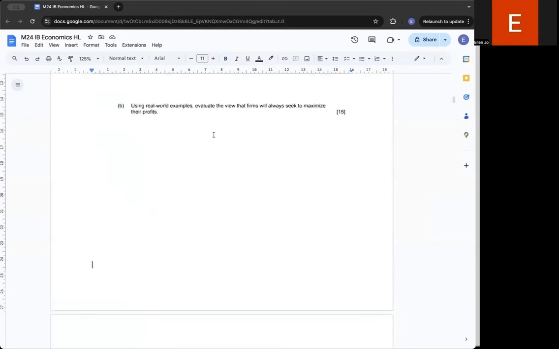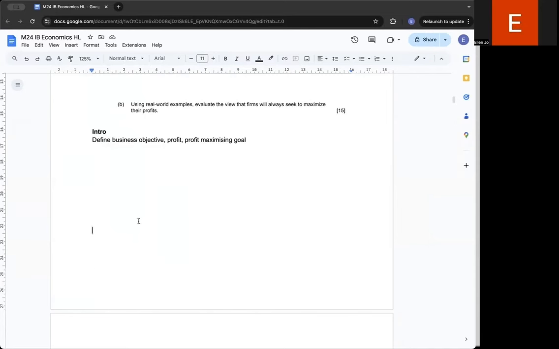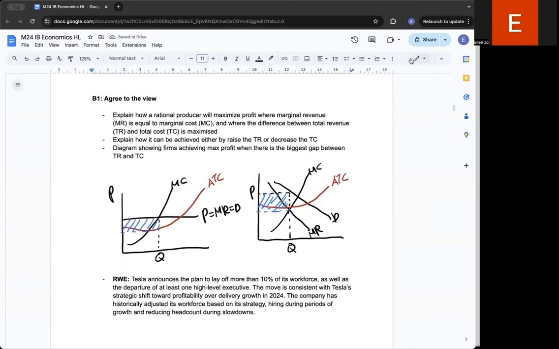B. Using real-world examples, evaluate the view that firms will always seek to maximize their profits. Again, the intro can be smoothly started with definitions of terms like business objective, economic profit. First, the essay can have one main discussion point that is mainly agreeing to the view. You can draw attention on the idea that how a rational producer will rationally maximize profit where its marginal revenue is equal to marginal cost, and where the difference between total revenue and total cost is maximized.